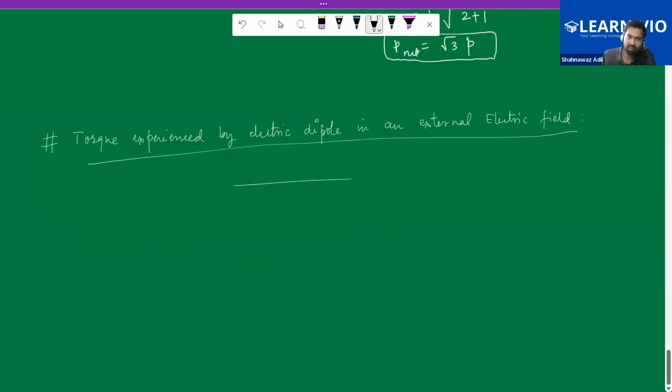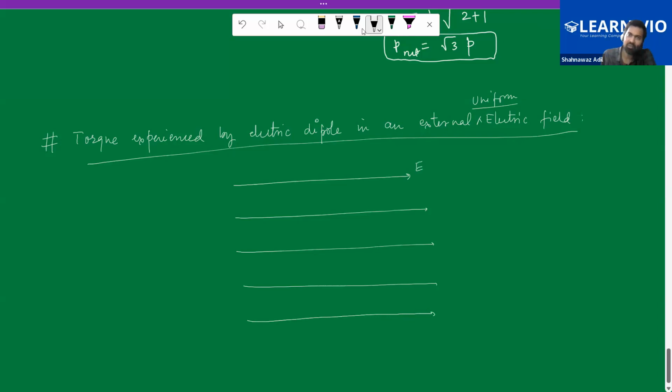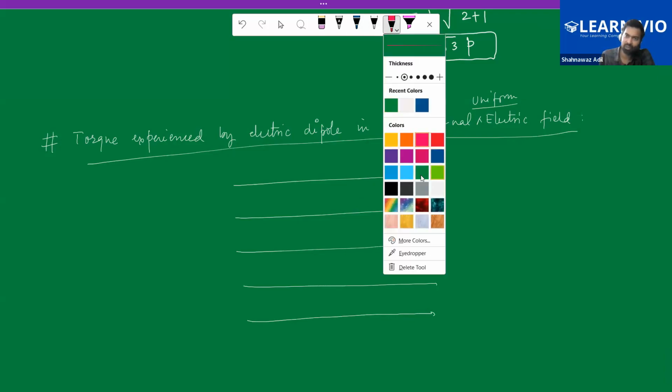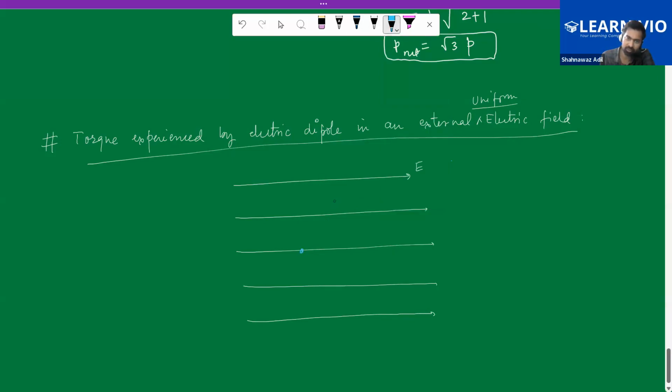So we have an electric field. This is a uniform electric field, so I should write uniform. So we have a uniform electric field, and then we have a dipole, which is something like this. This is minus q, this is q.